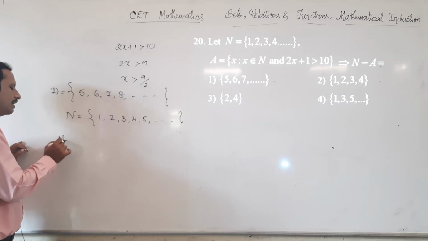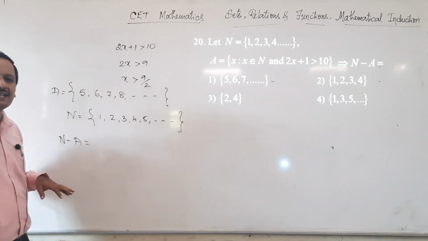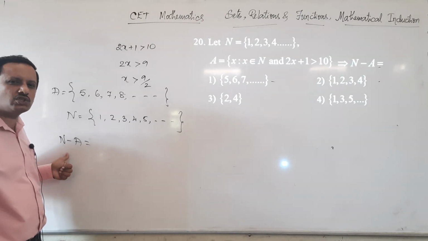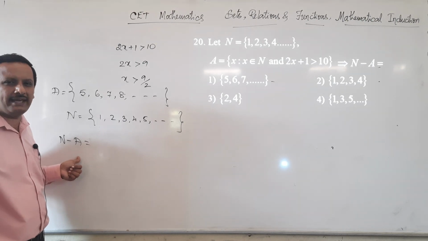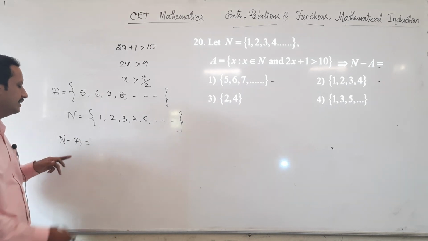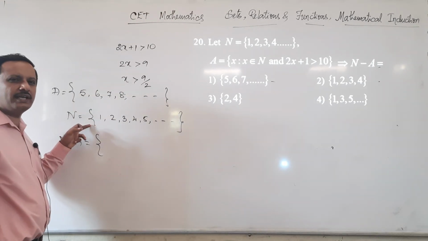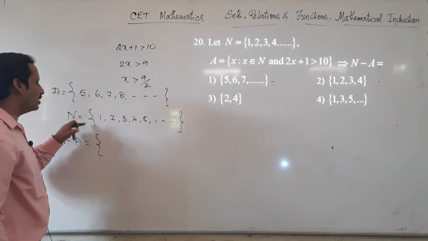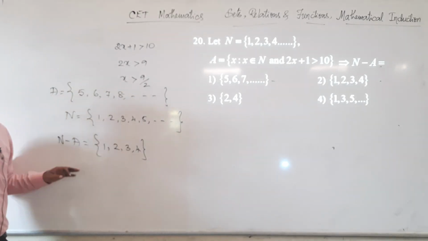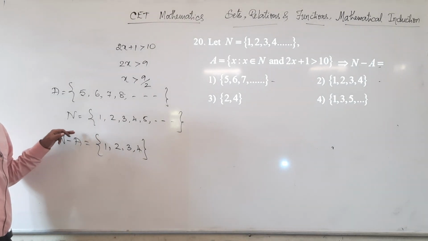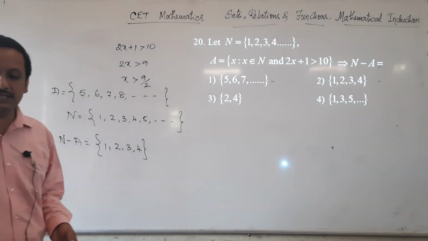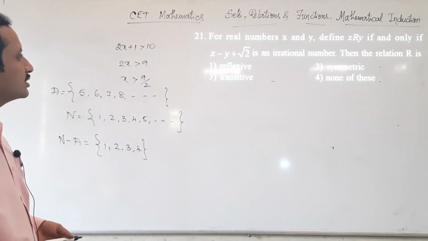Now, we are asked to find N minus A. What are the elements of N minus A? The elements which belong to N and do not belong to A. All those elements which are the members of N but not the members of A. Belong to N, should not belong to A means 1, 2, 3, 4. These are the 4 elements which are the members of N, but they are not the members of A. So, this is the answer 1, 2, 3, 4, which is the second option. Okay. Let us go to the next question.